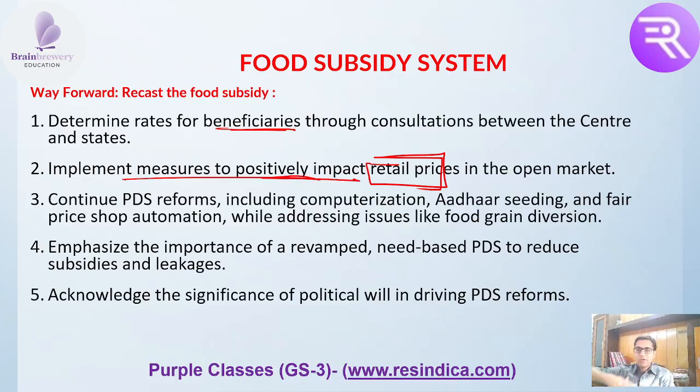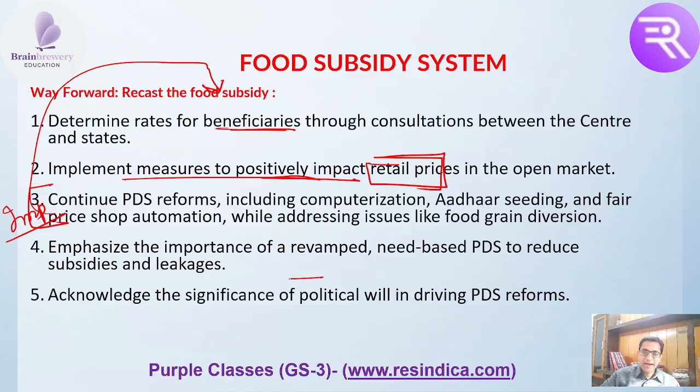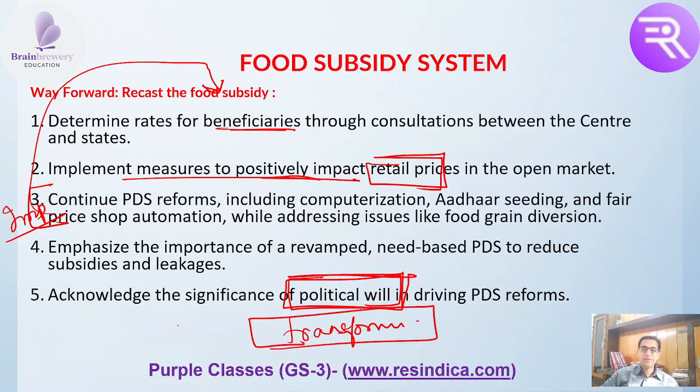PDS reform, computerization, Aadhaar seeding, fair price shop automation, all these are very important if we really want to work on recasting our food subsidy. A revamped food subsidy and a revamped PDS system can only work when we have political will. If political will is there, we can totally transform and reform the system and make it more and more efficient.